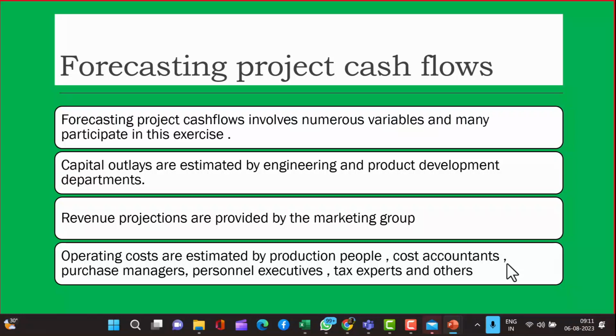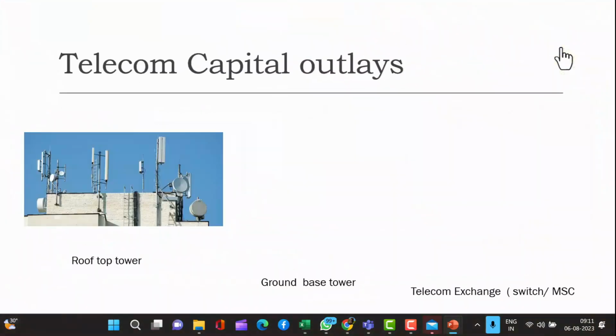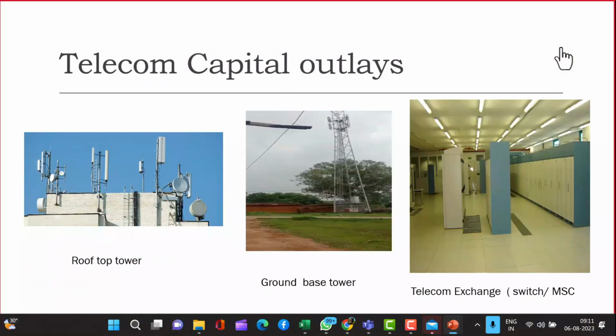And then the tax experts determine what the tax laws of the country will be and how much tax we will be paying. If you look at the example of a telecom company I was giving, when I was working in telecom, we used to find out the total capital involved, and what the capital outflow would be for setting up the network for the company.